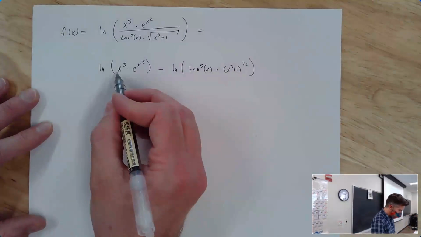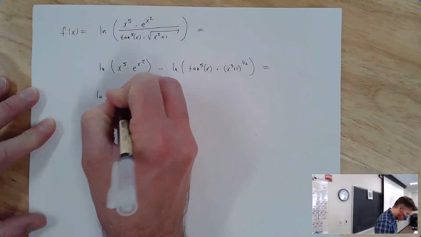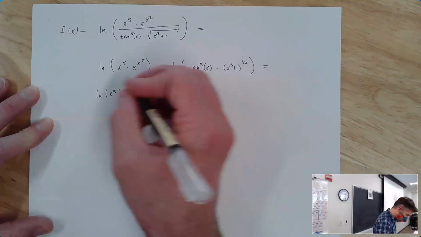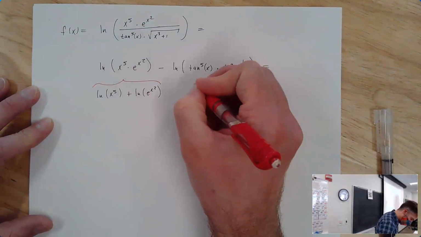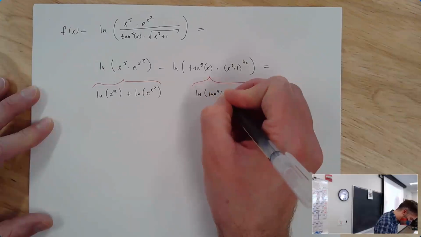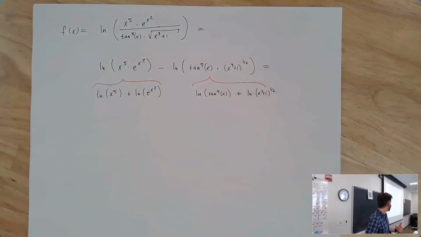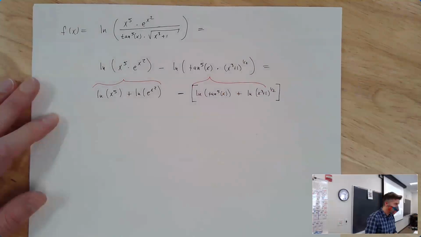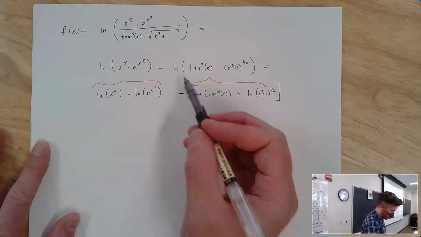Now the natural log of a product is the sum of the natural logs. So that's going to be the natural log of x to the fifth plus the natural log of e to the x squared. And the same deal here. That's going to be the natural log of tangent to the fifth of x plus the natural log of x cubed plus 1 to the 1/2. But it's minus all of that, because that whole thing there is the same as that whole thing there. So it's minus that, it's minus that.